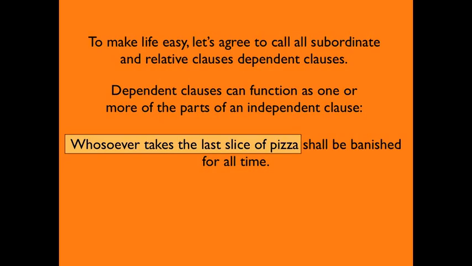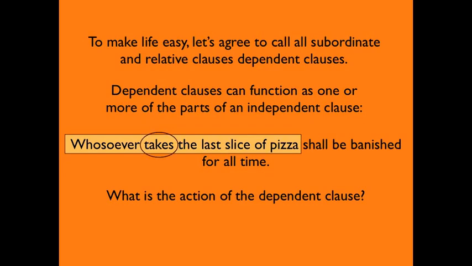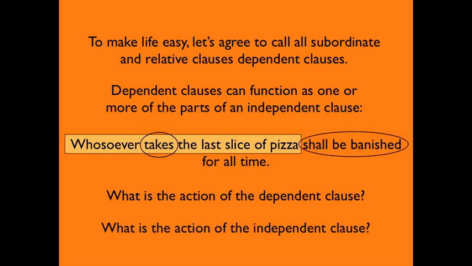However, they can function inside independent clauses as one of the parts, as either an actor or as an answer. In the example below, the dependent clause, whosoever takes the last slice of pizza, is the actor of the entire independent clause. What is the action of that dependent clause? It's takes. What is the action of the independent clause? It's shall be banished. So the entire actor, whosoever takes the last slice of pizza, that person shall be banished for all time. So this is just one of the ways that dependent clauses function inside independent clauses.